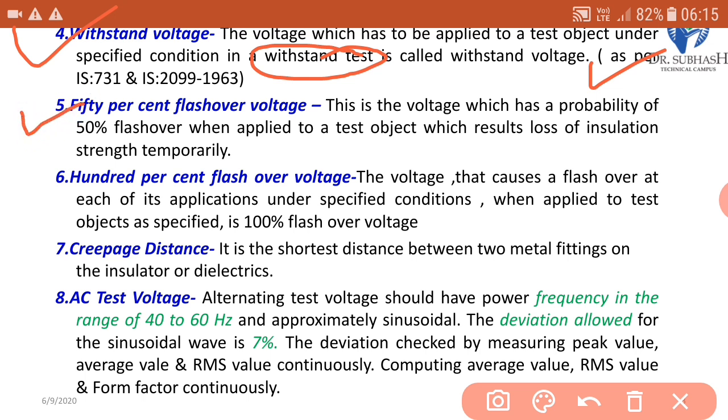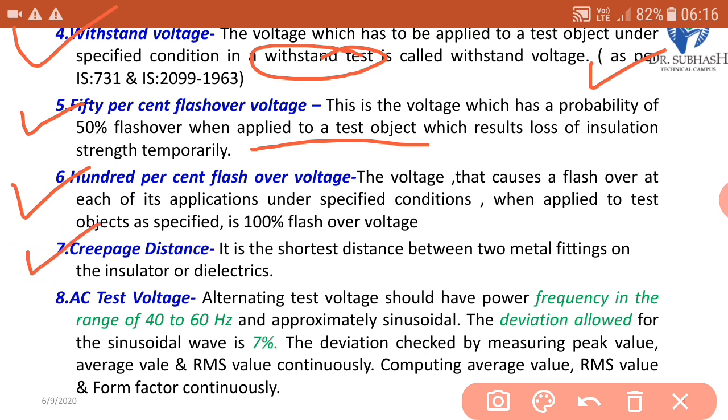Next, 50% flashover voltage. This is the voltage which has a probability of 50% flashover when applied to a test object, which results in loss of insulation strength temporarily. So this is 50% flashover voltage. Then 100% flashover voltage. The voltage that causes a flashover at each of its applications under specific conditions when applied to a test object as specified, then it is 100% flashover voltage.